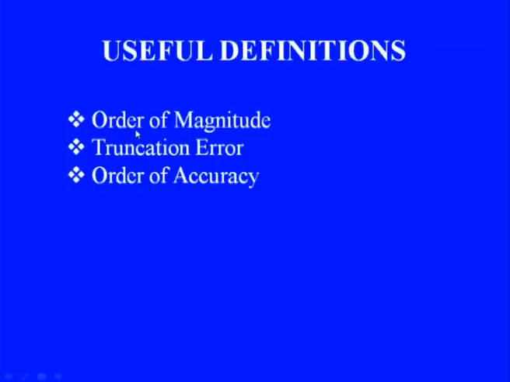Before we conclude today's lecture, let us have a look at a few useful definitions which we would frequently use in coming lectures. We will look at 2 definitions: the order of magnitude, truncation error, and order of accuracy of a particular approximation.